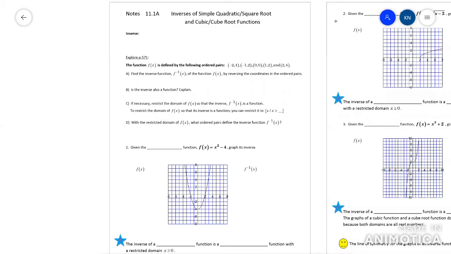All right, this video is going to go over 11.1a, which is inverses. So let's go ahead and get started. The first thing you need to know is for an inverse, you switch x and y.